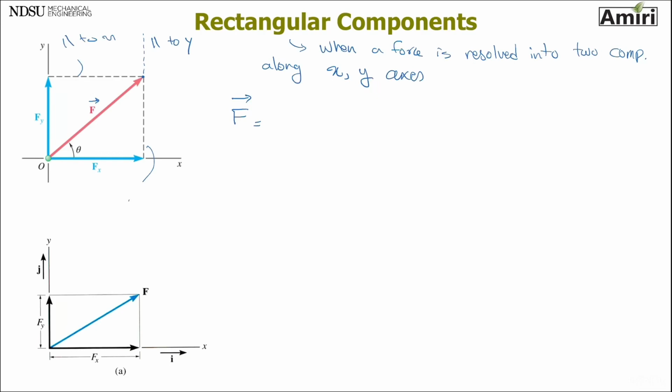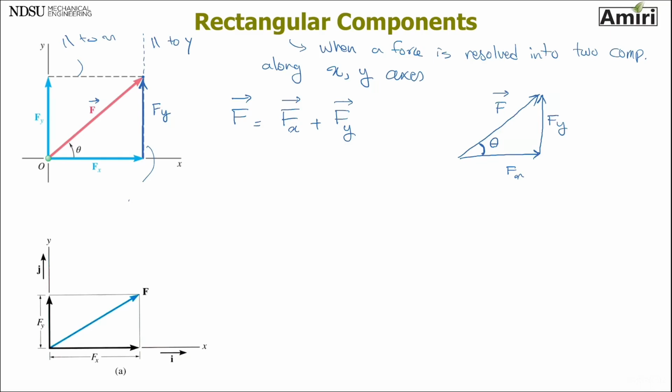Vector F, I have resolved it into two components, F sub X and F sub Y. This is a parallelogram, right? Meaning this length here is also F sub Y. In other words, I have something like this: Fx plus Fy equals F. And this angle that it is making with the x-axis is theta.